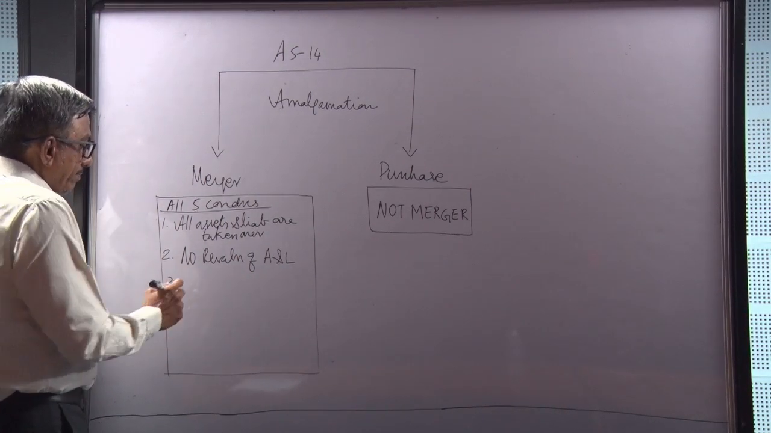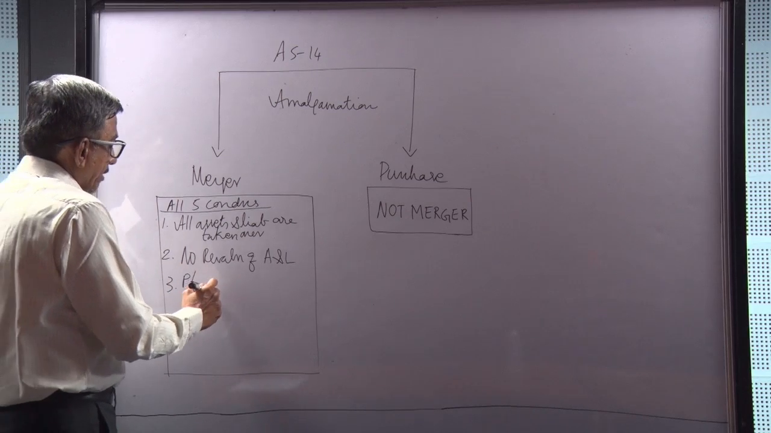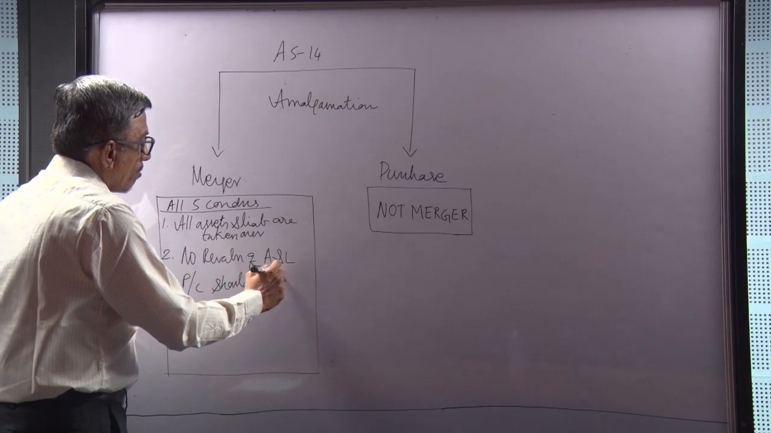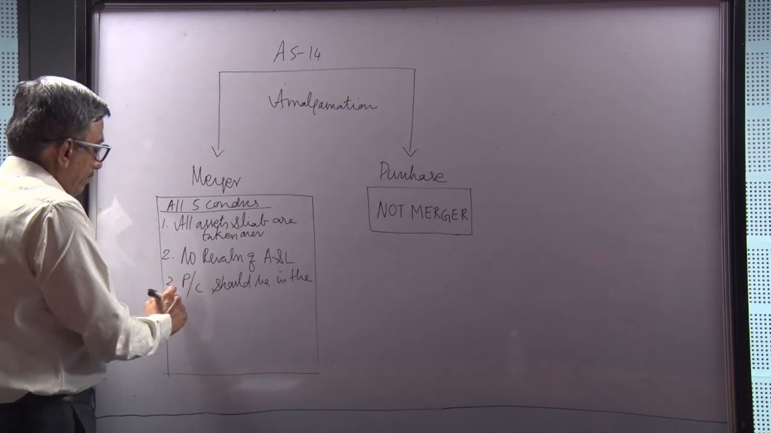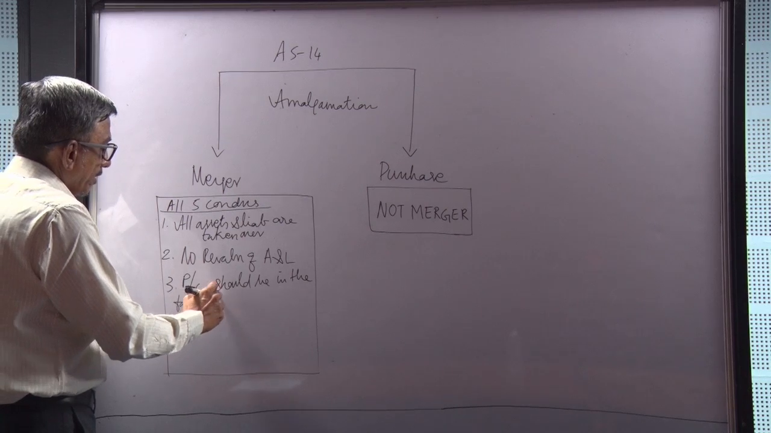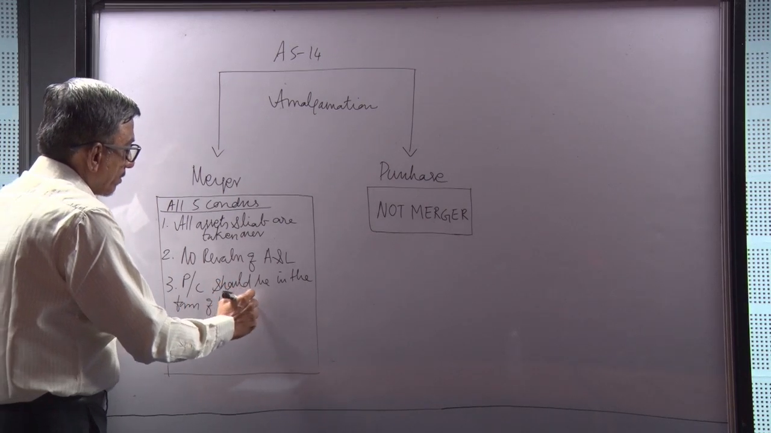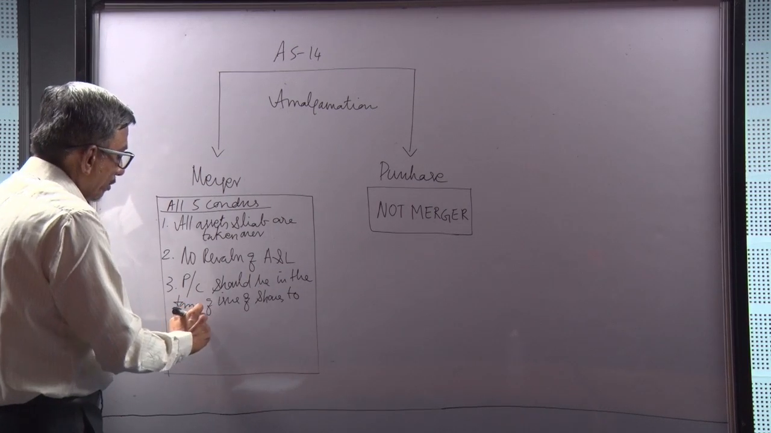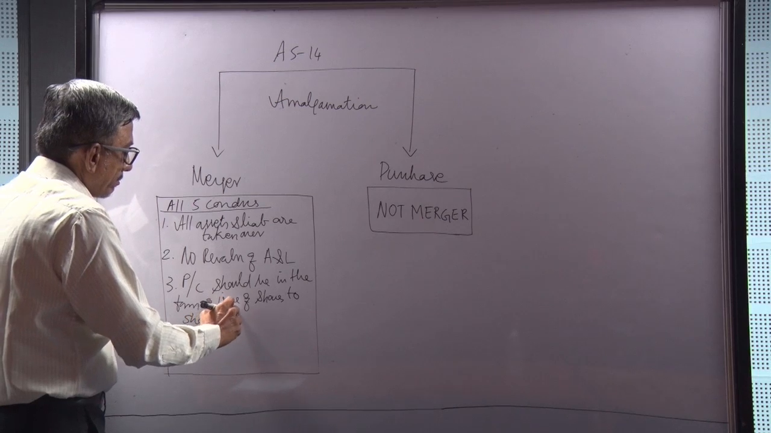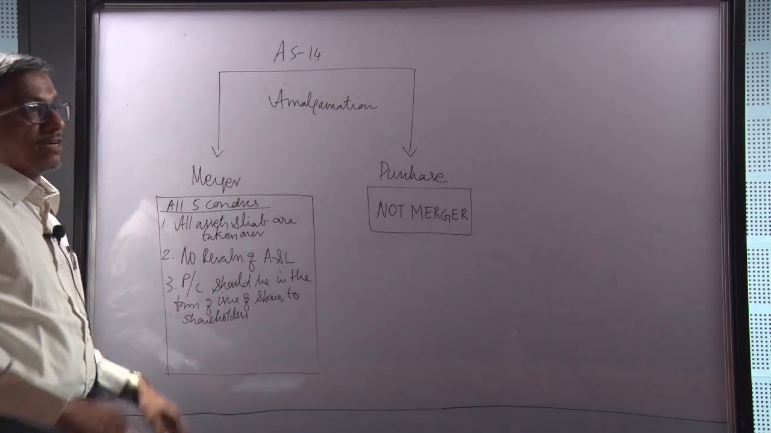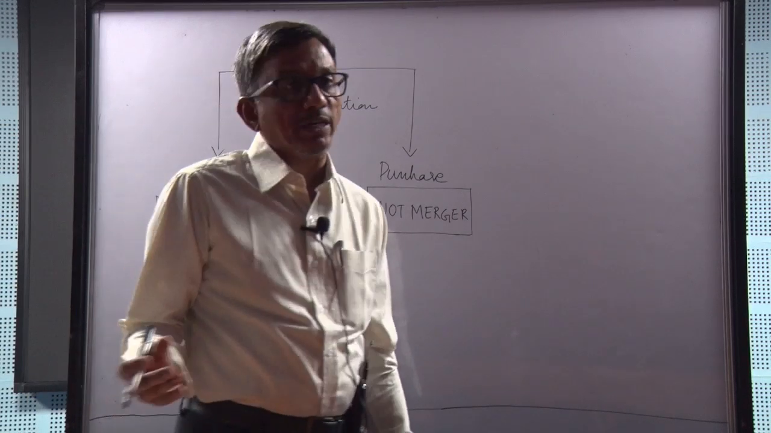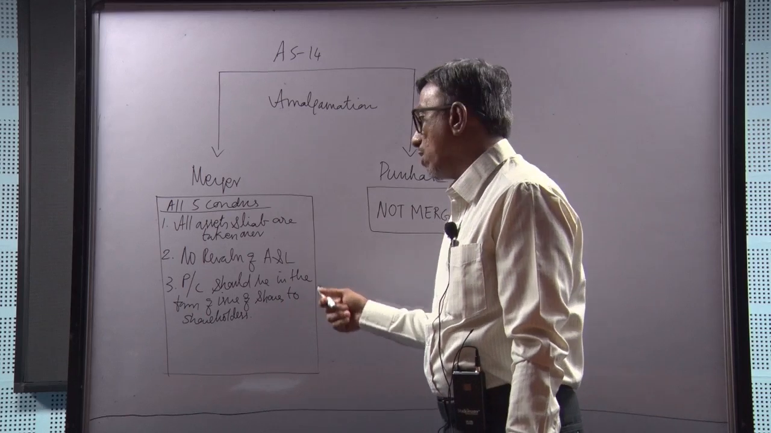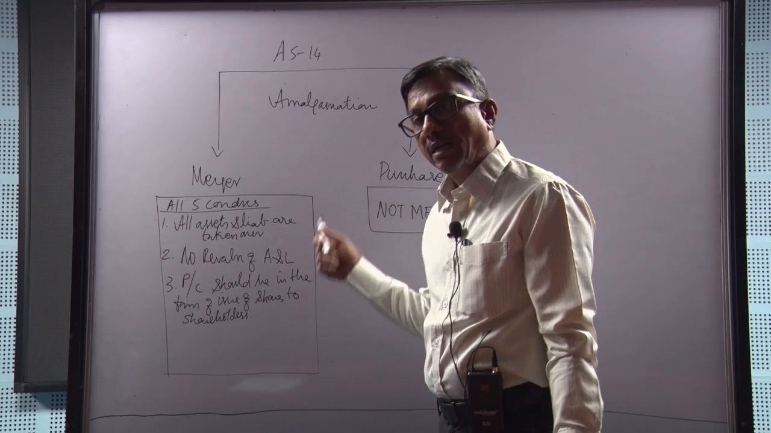Third condition, the purchase consideration should be in the form of issue of shares to the shareholders. Because when you merge your company with another company, the shareholders of the vendor company will get consideration that will be in the form of shares of the purchasing company. Then only it is regarded as a merger.